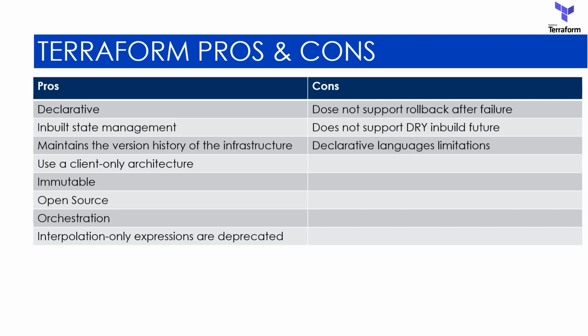the 0.12 version. And what are the cons? The cons are that it does not support rollback after failure, does not have inbuilt DRY features, and has declarative language limitations, as we know. So all this will be talked about in more detail once we do the exercises, and I'll point these out one by one in the problem area, whatever we have in the pros at the moment. So that's all about this lecture, and thanks for watching.